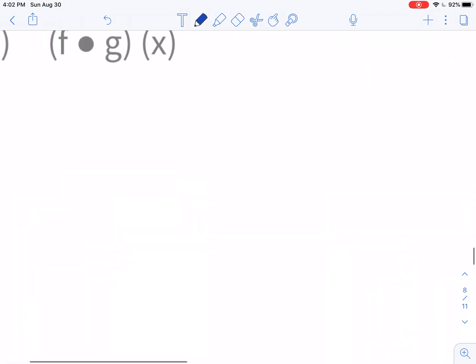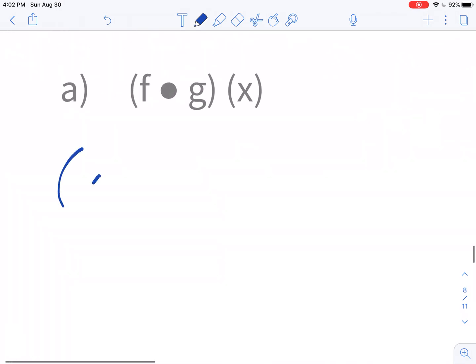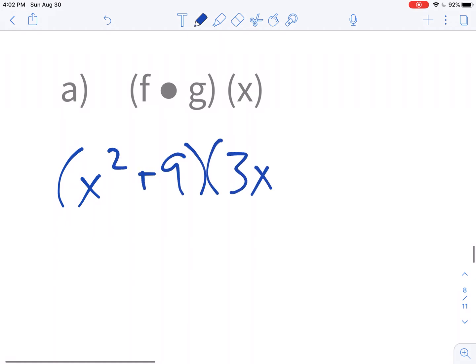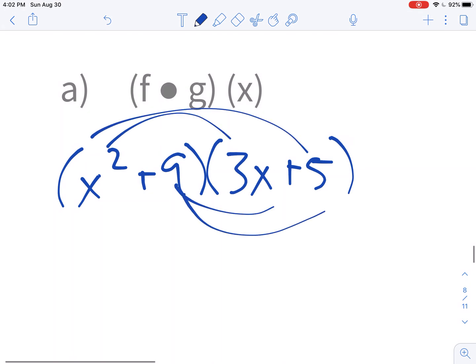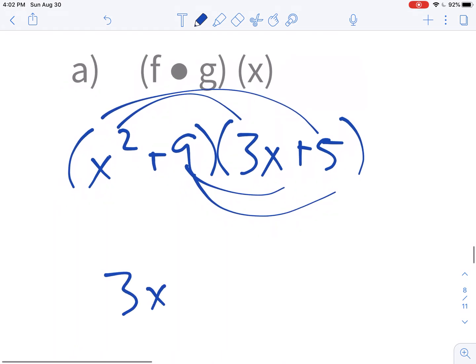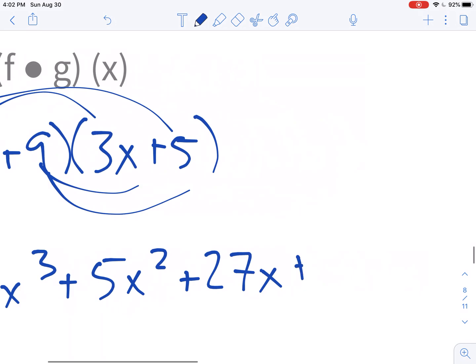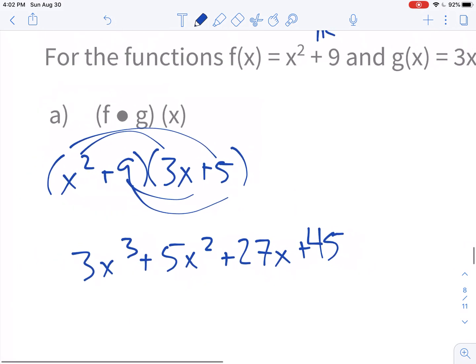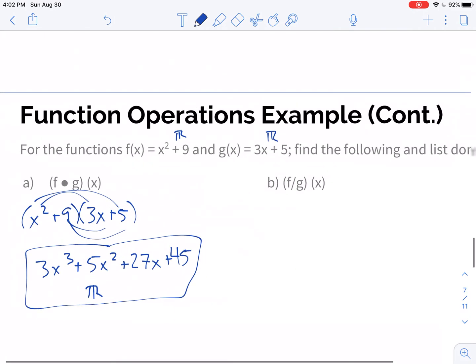I've got f times g of x, so that means I'm going to multiply these out. x squared plus 9 times 3x plus 5. I distribute everything. I expand these out, so that becomes 3x cubed plus 5x squared plus 27x plus 45. And again, I'm multiplying these out. I had 2 all real numbers, so my final domain is all real numbers as well.